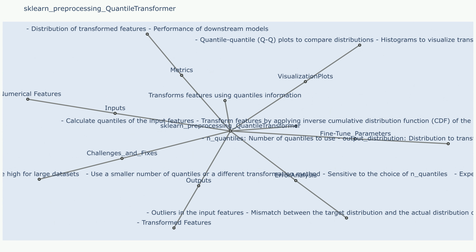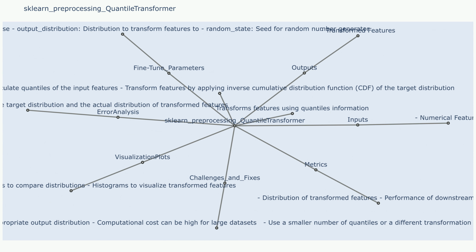Fixes to challenge 2. Chunking. Process the data in smaller chunks to reduce memory usage. Sparse data representation. If the data is sparse, consider using sparse data structures to reduce memory consumption. Memory optimization. Implement memory optimization techniques to reduce the memory footprint of the algorithm.